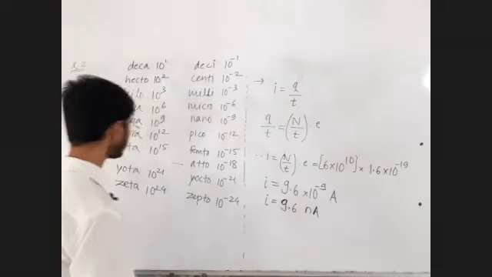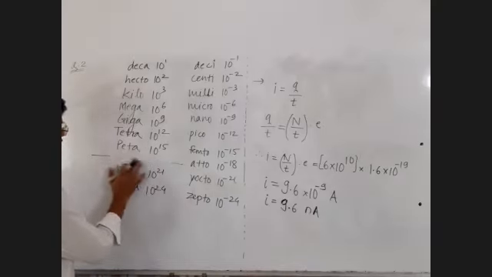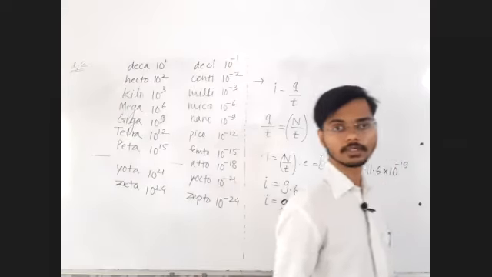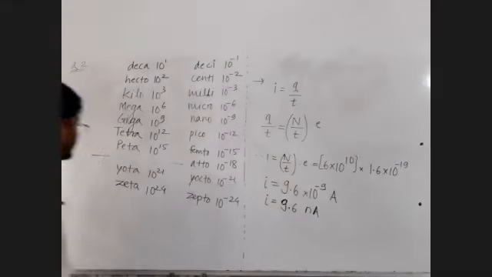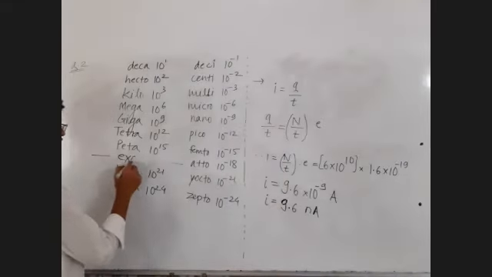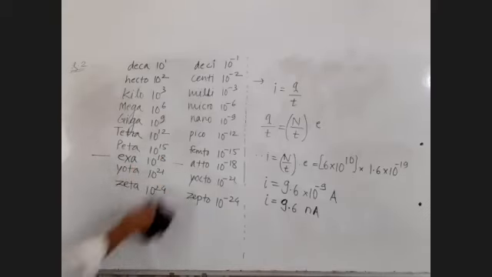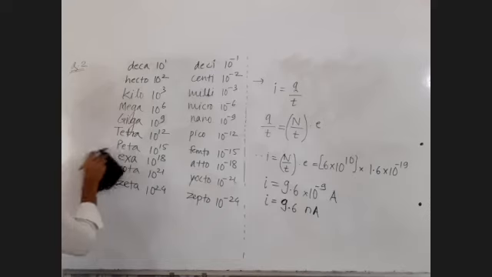Fine. You just cross check. You can just search it out. Okay. Next. What is that? Exa. Okay. Exa. So 10 raised to 18. All right. Fine. So entire chart.